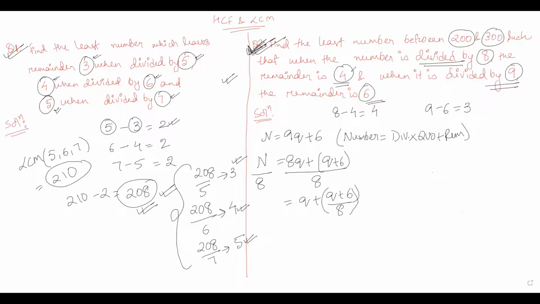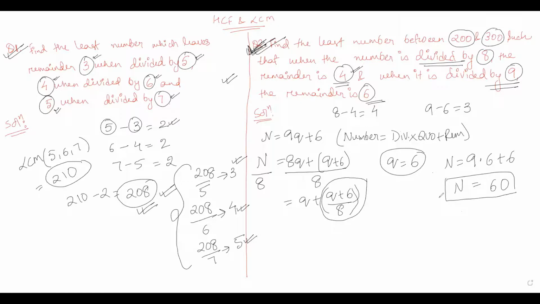So this can be written as (q plus 6) upon 8. Now, whatever the remainder we are getting, 4, we are getting from this part. So that means when q plus 6 is divided by 8, we should get a remainder of 4. Now, if we do some hit and trial, we can see that the least value of q for which such a condition will exist would be q equals 6. As when q is 6, 6 plus 6 is 12, and 12 divided by 8 gives us a remainder of 4. So the least number which follows this pattern would be n equals 9 times 6 plus 6, so that is 60.